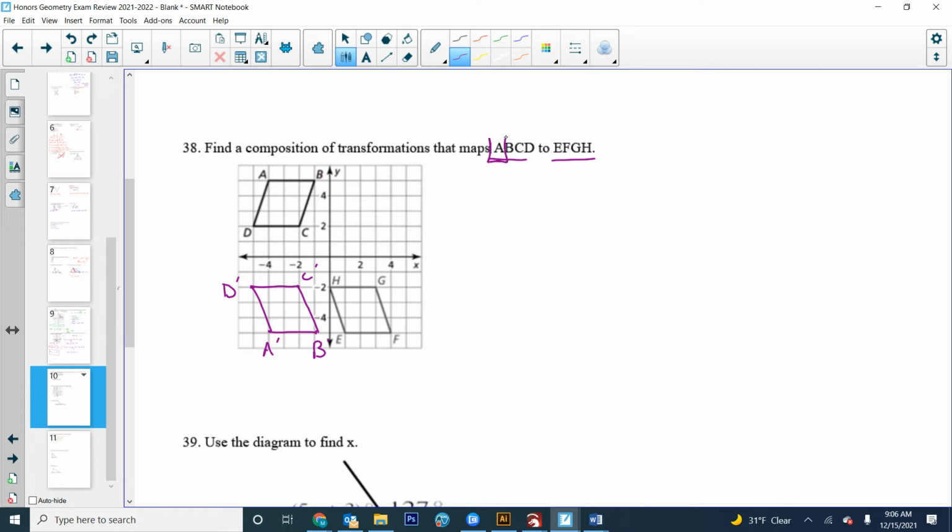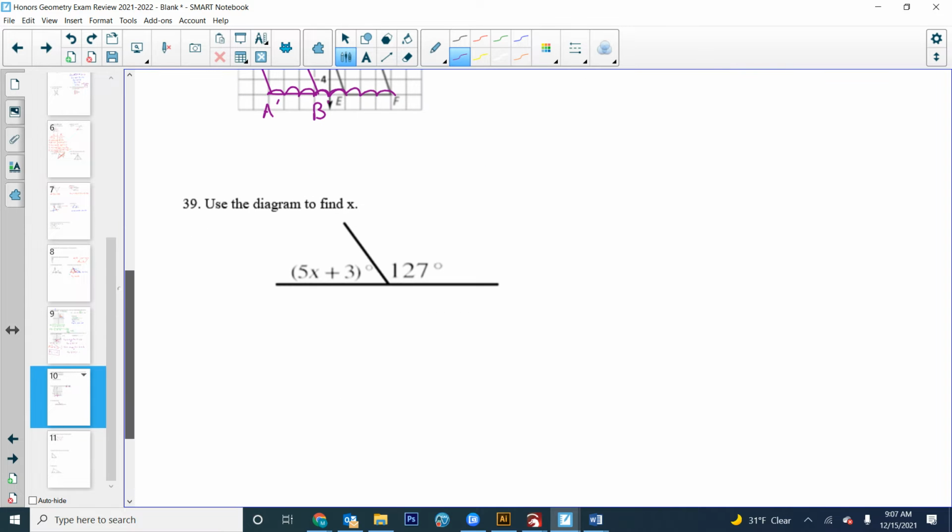Where does A need to end up? E. Where does B need to end up? F. Now, do you agree, 5 units over, A will be on E, and B, 1, 2, 3, 4, 5 will be on F. If they don't line up, it doesn't work. If your reflection or your rotation, your attempt at a rotation or reflection, doesn't match up the correct letters with what they're asking you to match it up with, it doesn't count. All right? Good with that one? Probably.